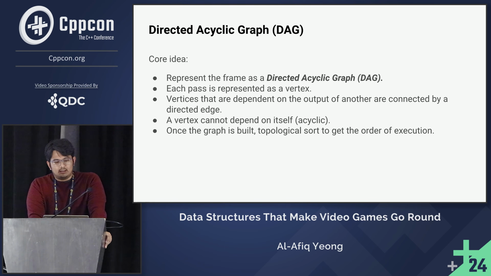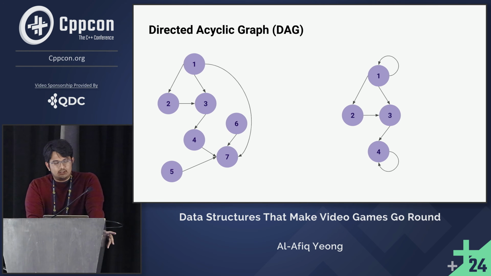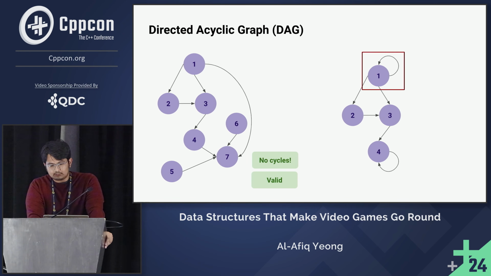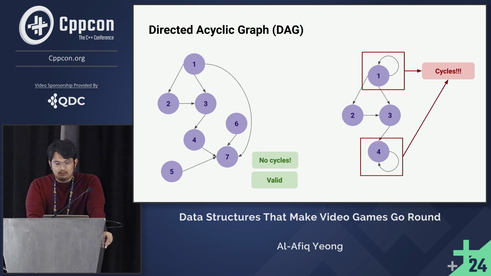Just to show you what a DAG looks like, on the left, we can see that each vertex does not have any cyclic dependencies. There are no cycles, so it's a valid DAG. But on the right-hand side, vertex 1 and vertex 4 have cycles, so that is an invalid DAG.